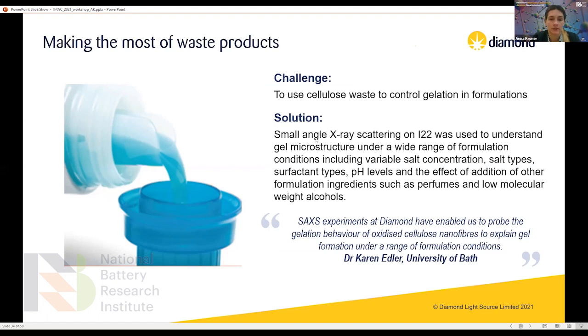So they used small angle X-ray scattering, where they studied this sample under different conditions. So we're using different salt concentrations, different types of concentration, and also different pH levels or surfactants. The results were very useful for them, and that opened the avenue to other sustainable resources which could be applied in the formulation compounds. Right.